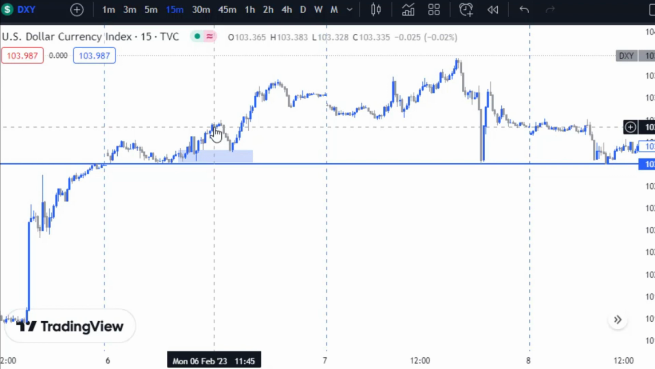Then thirdly, supply and demand may just be mitigated once and then it is invalid. If it's mitigated more than once, there is likelihood that it may break. Unlike support and resistance that can be tested once, twice, 4 times, 5 times, as many times as possible. I hope with these few points you've been able to understand the difference between supply and demand, and also resistance and support.